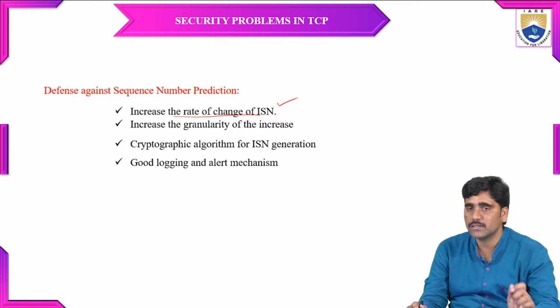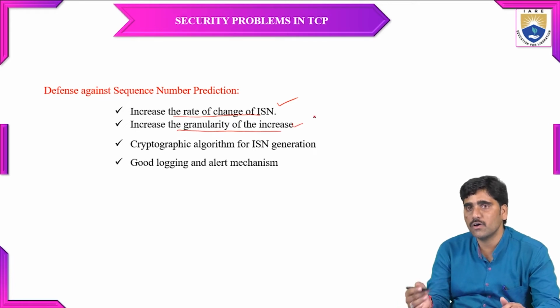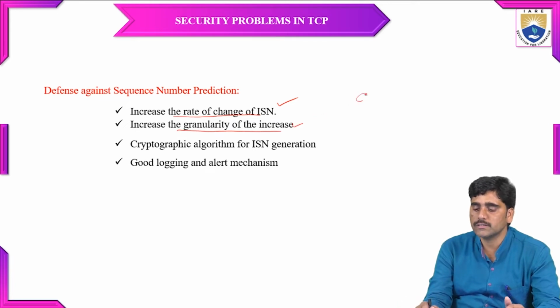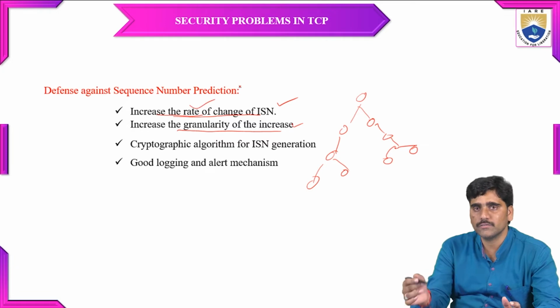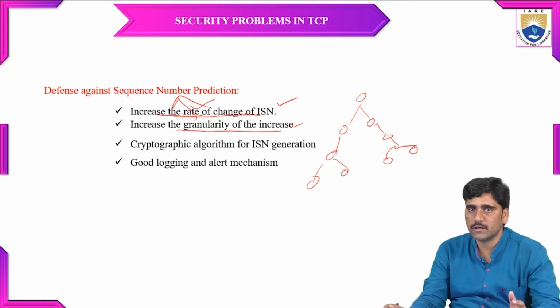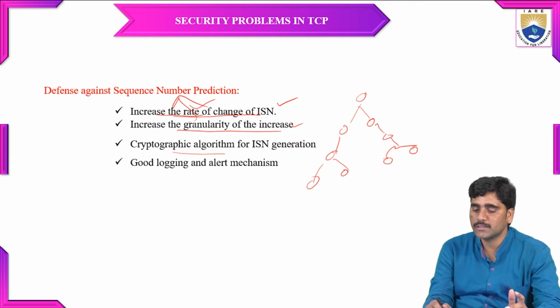ISN is nothing but initial sequence numbers. We are going to increase the rate of change of sequence numbers and increase the granularity of the increase. That means you have to increase the levels of change of ISNs. We have to increase the rate of change of ISN granularity-wise, and use a cryptographic algorithm for ISN generation.